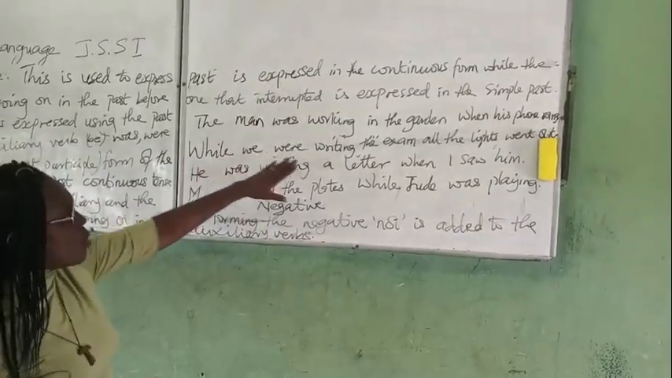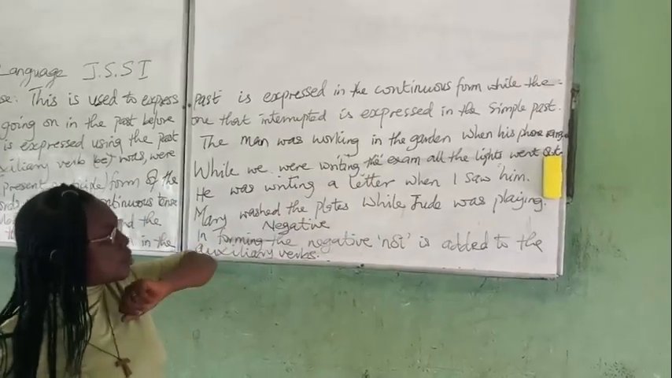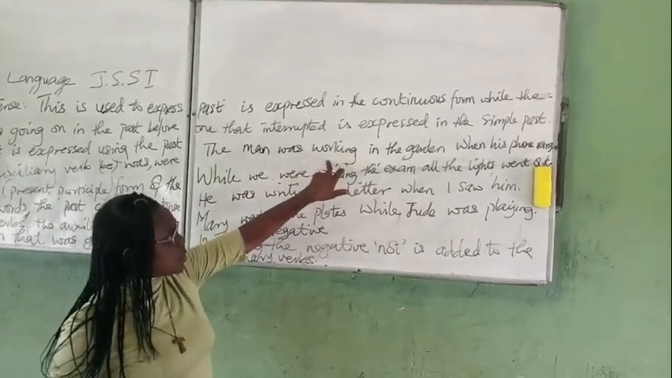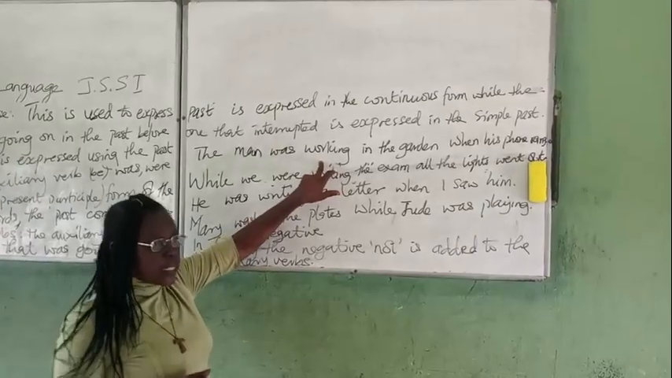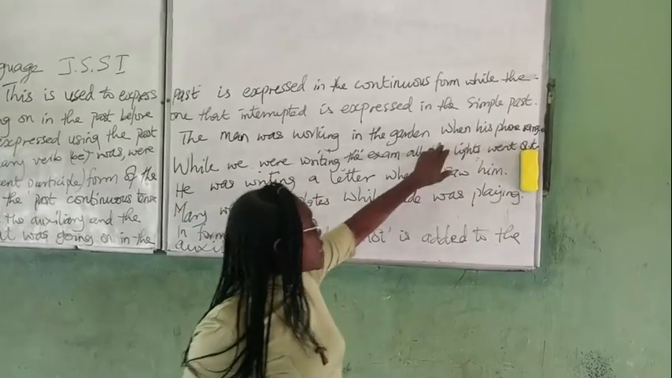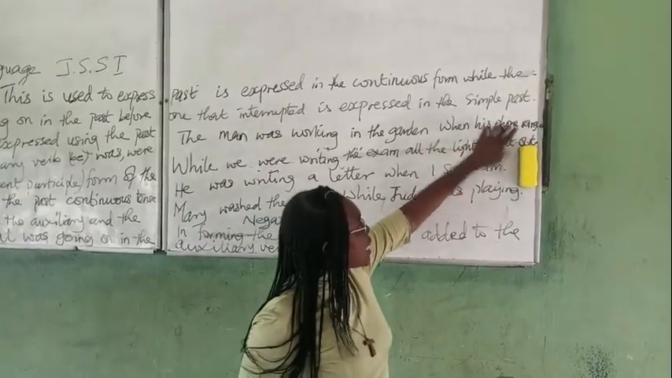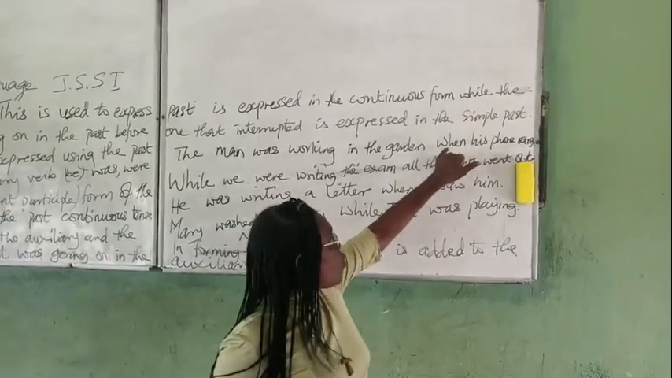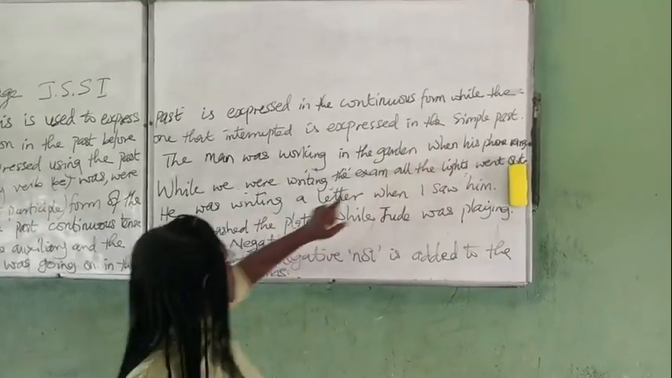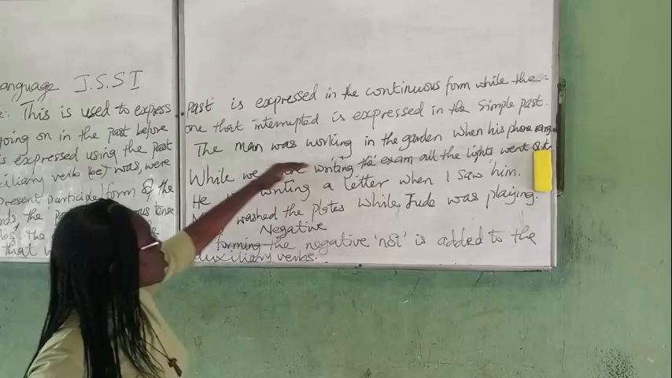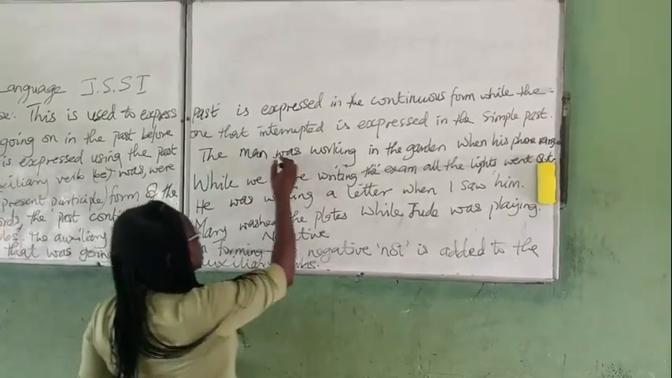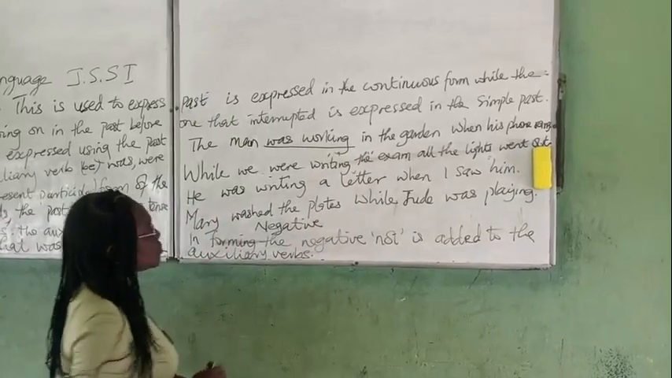The man was walking in the garden when his phone rang. The action of walking was going on. Then another action interrupted, and that was the phone that rang. Notice that "his phone rang" is in the simple past. "When" gives the idea of the time it interrupted. So we have "the man was walking." That's the action going on. So we have this as the past continuous.